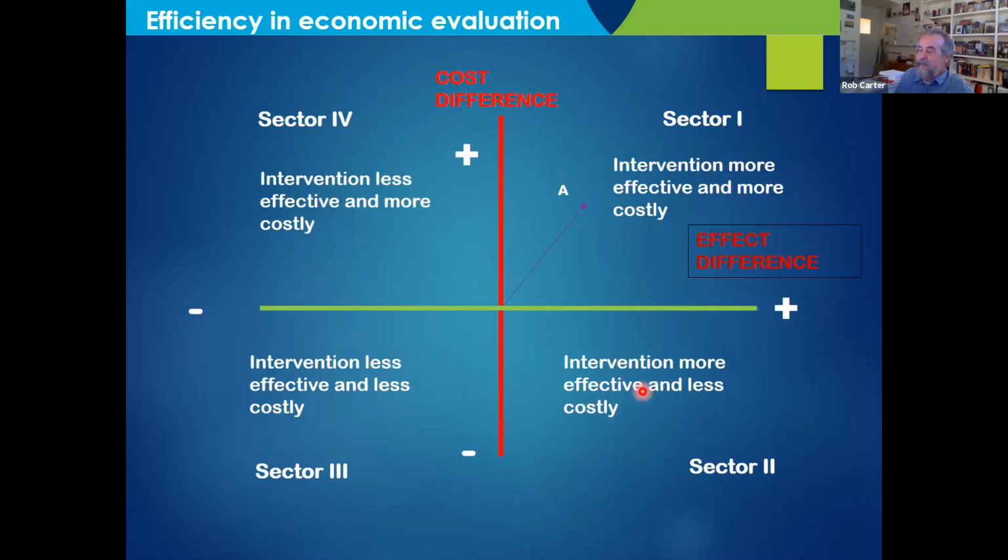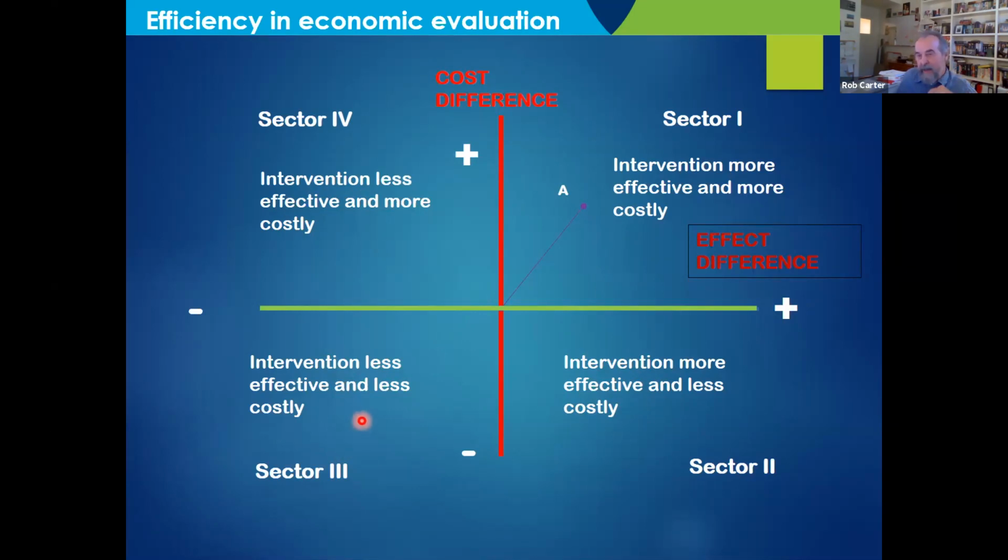If you're down in here, you have an intervention that's more effective because it's on the cost side and it's less costly. So it achieves better outcomes and it saves money. So that's dominant. You would certainly do that. And we have some of these, it's kind of low-hanging fruit, but not too many of them. Most interventions are actually in these two sectors.